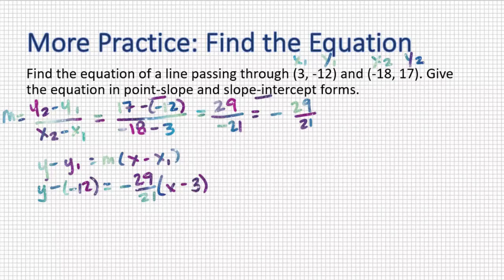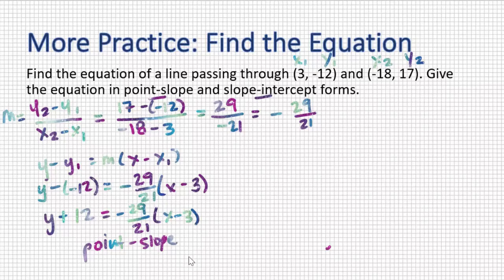And the only thing I'll tidy up is this left-hand side. So we have y plus 12 is equal to negative 29 over 21 times x minus 3. So starting with our answer, this is in point slope form. We can now write an equation that is in slope intercept form.